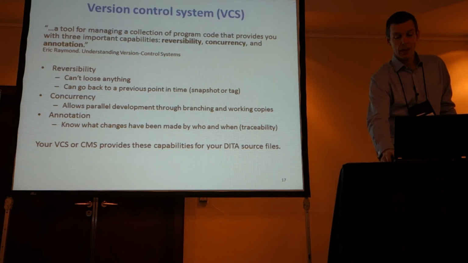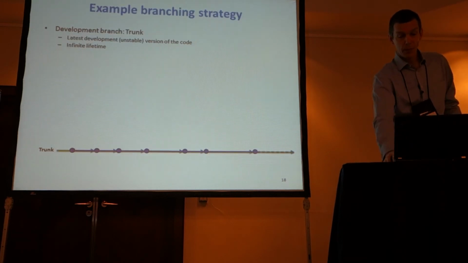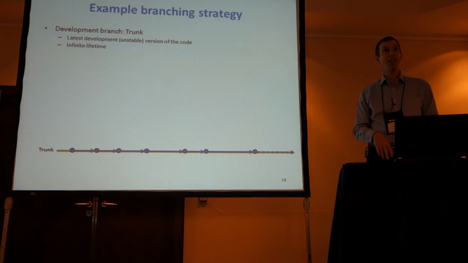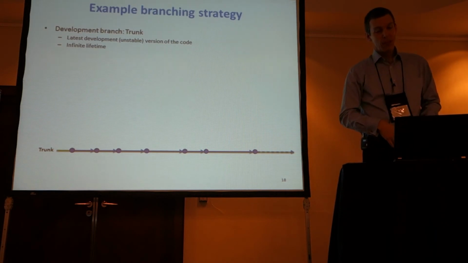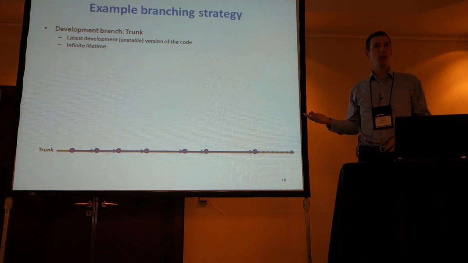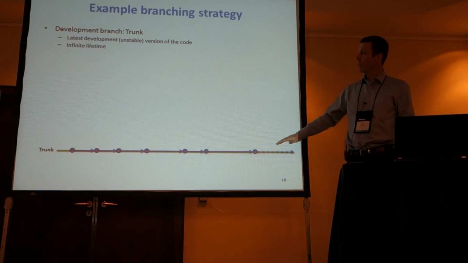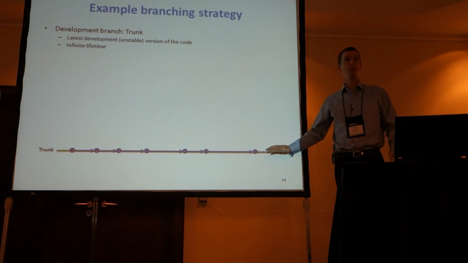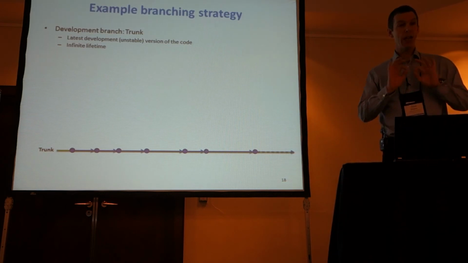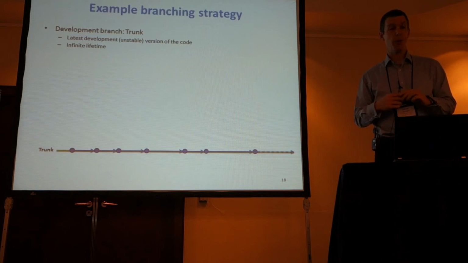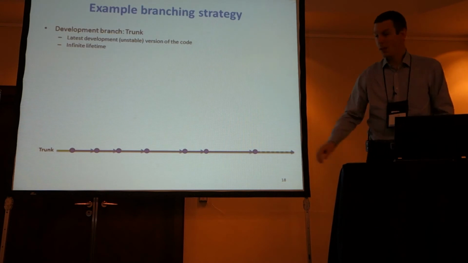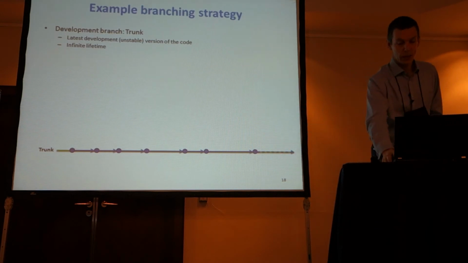Then the next bit, the branching bit, because we tend to think of branching as release management. These are just some of the strategies that we use in the software world that you could probably apply to documentation as well. So you tend to have a development branch. That's your main branch. Sometimes it's called trunk, sometimes it's called master. That's your latest development version of the code, and it has an infinite lifetime, so it goes on forever. And these are updates, commits along that timeline.